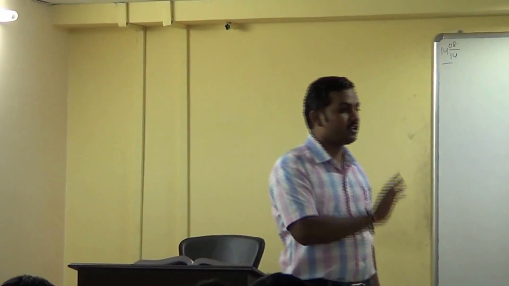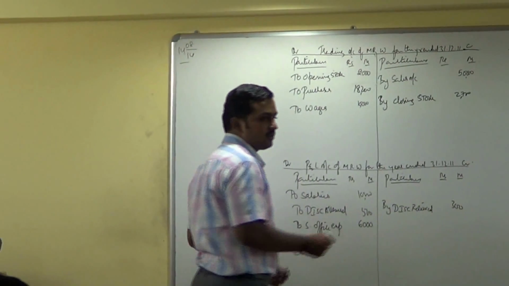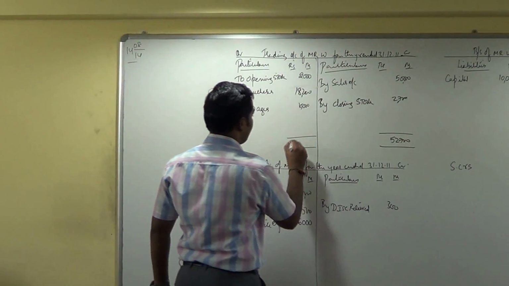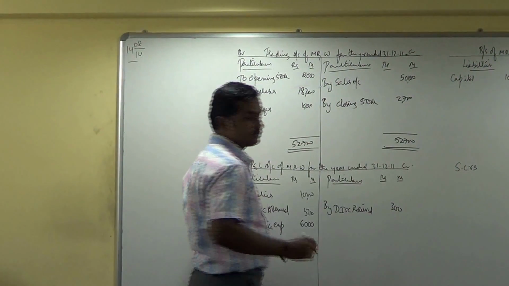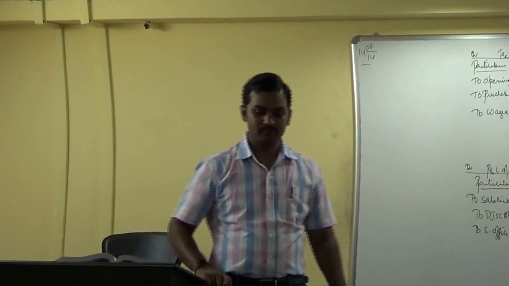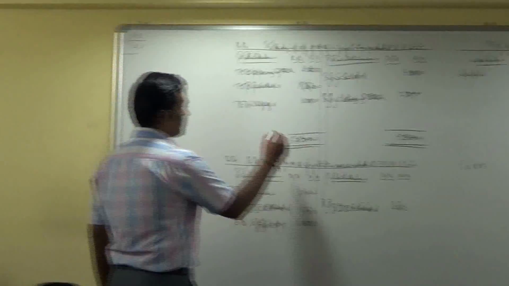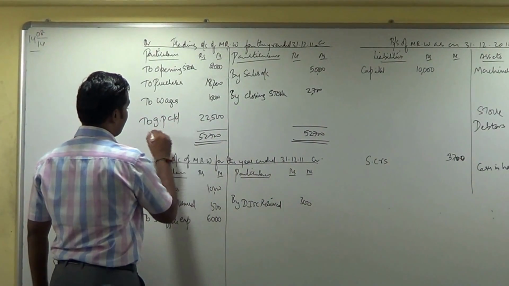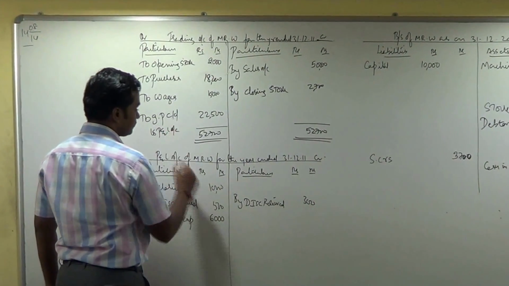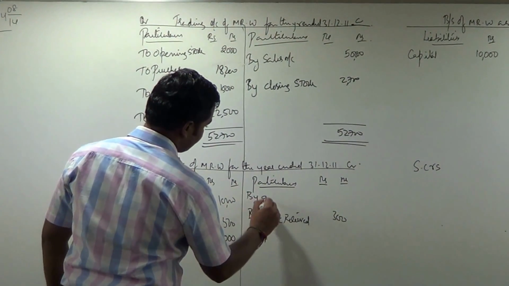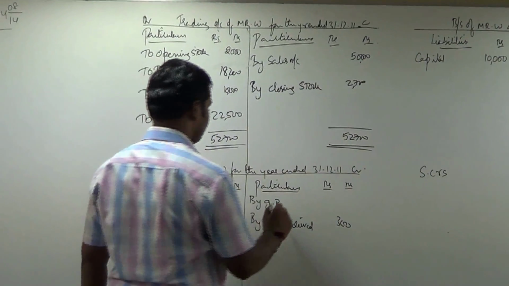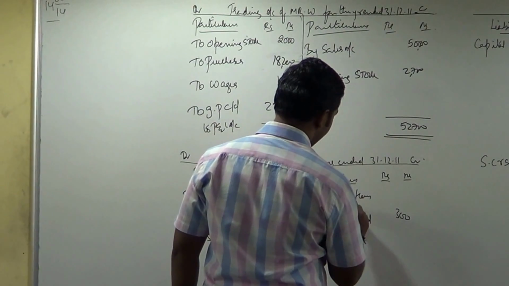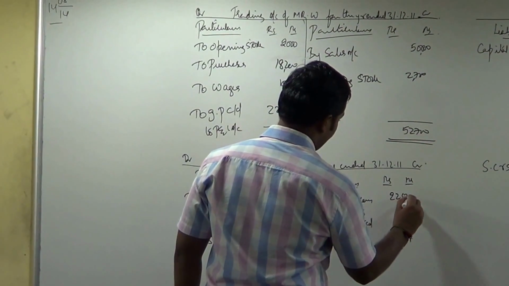Next, we have done all the entries now. Now we have to calculate gross profit. 52,700 is the total of the credit side. How much is the profit? To gross profit carried down to P&L account. We'll write here by gross profit brought down from trading account, 22,500.